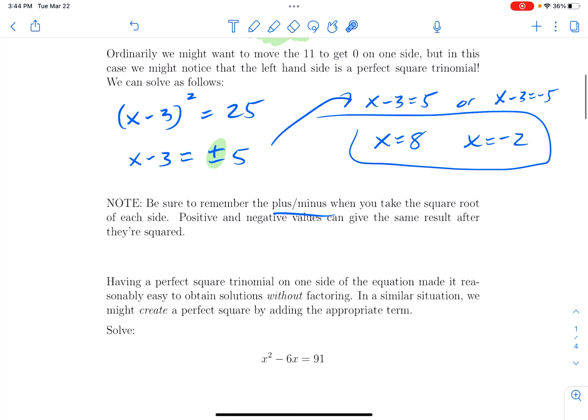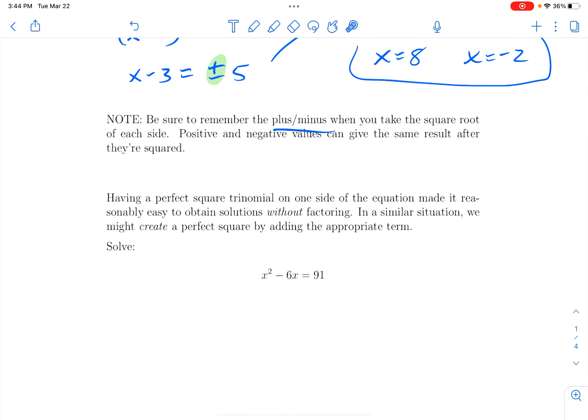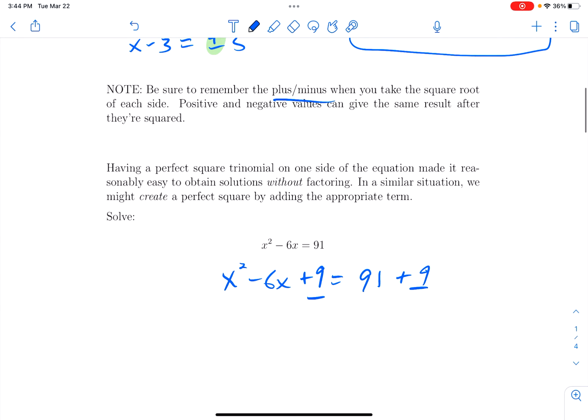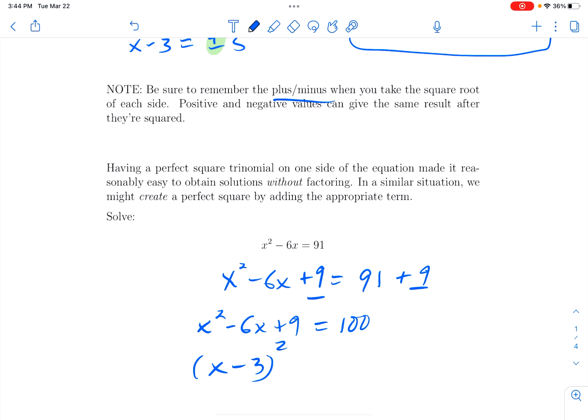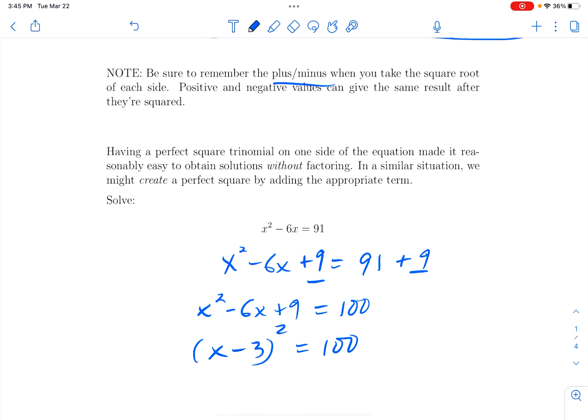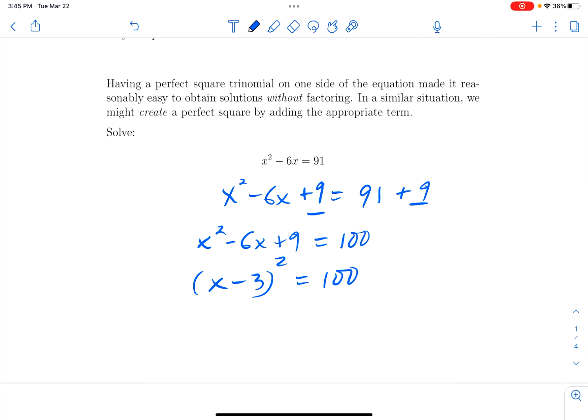So for this example here, we might notice that x squared minus 6x is almost what we had before. What we had before was x squared minus 6x plus 9. Well, I just added 9 to the left-hand side. I'd better add 9 to the right-hand side as well. So what we have here is x squared minus 6x plus 9 is equal to 100. As before, our left-hand side is the quantity x minus 3 squared. That's 100, which luckily is a perfect square here. So x minus 3 is either 10 or negative 10.